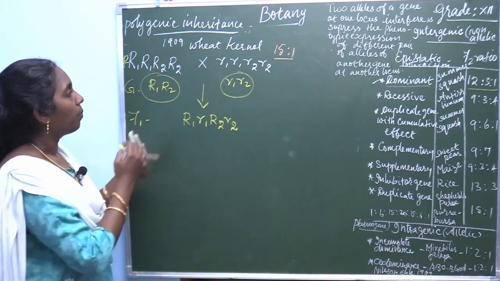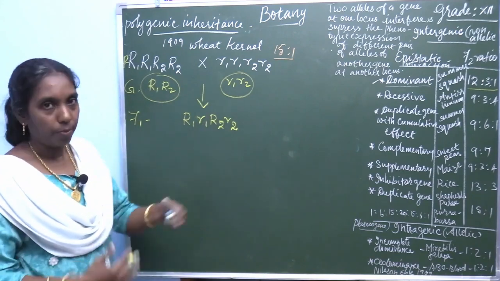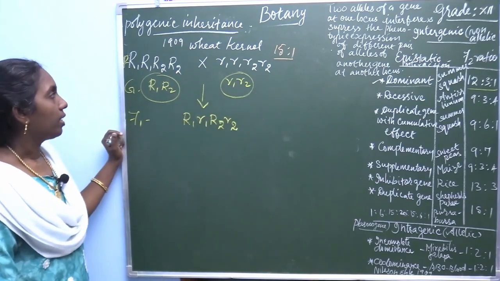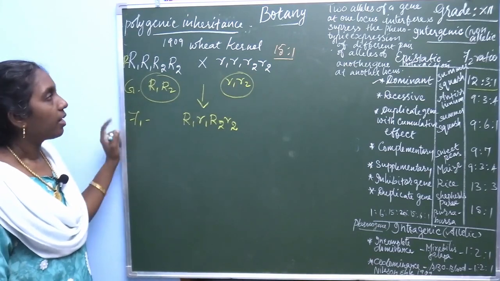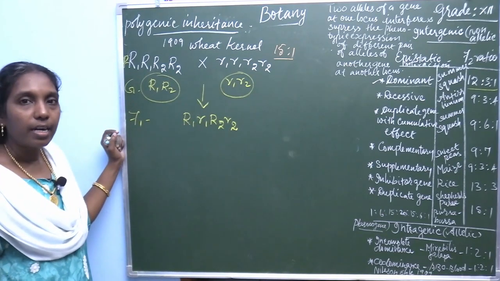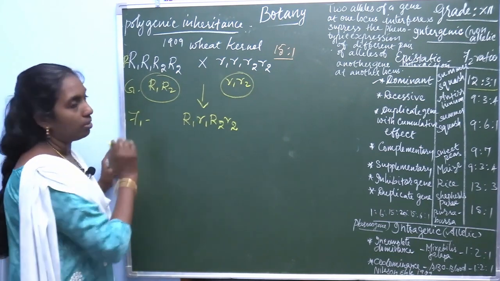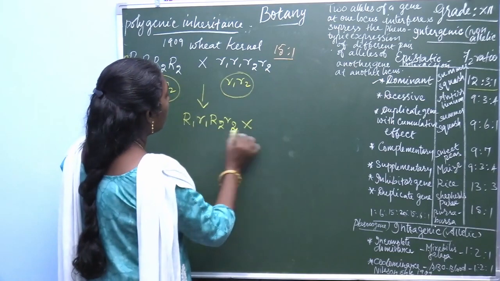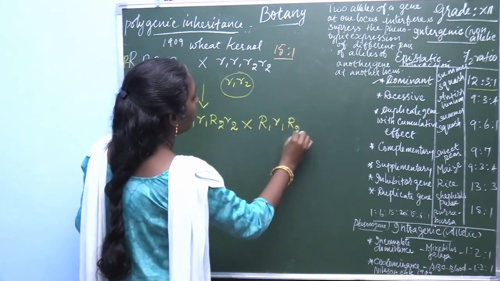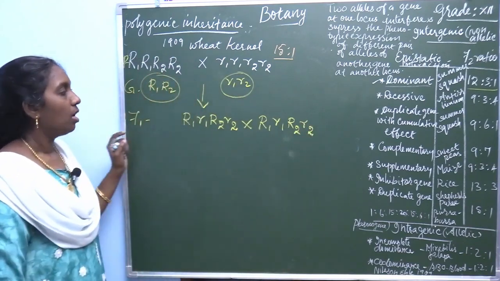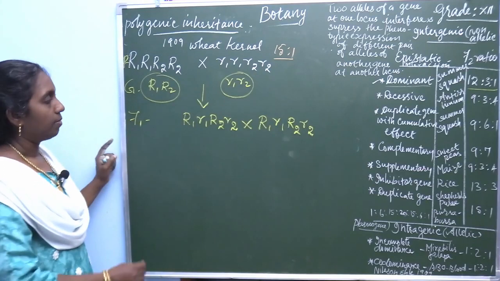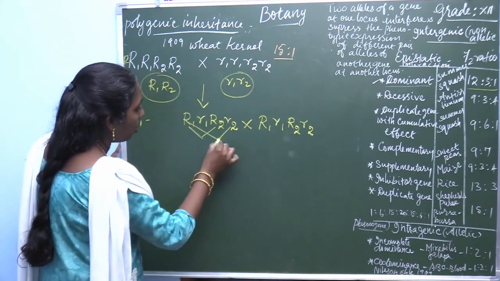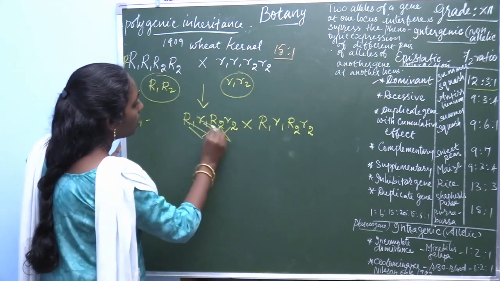So, all the genes are combined together, all four combinations are there. Capital R represents red color and small r white color. The color of the kernel is red and white. When this F1 is self crossed, the same R1 r1 R2 r2 gives four different combinations of genes. The possible gametes are capital R1 R2, capital R1 small r2, small r1 capital R2, small r1 small r2.